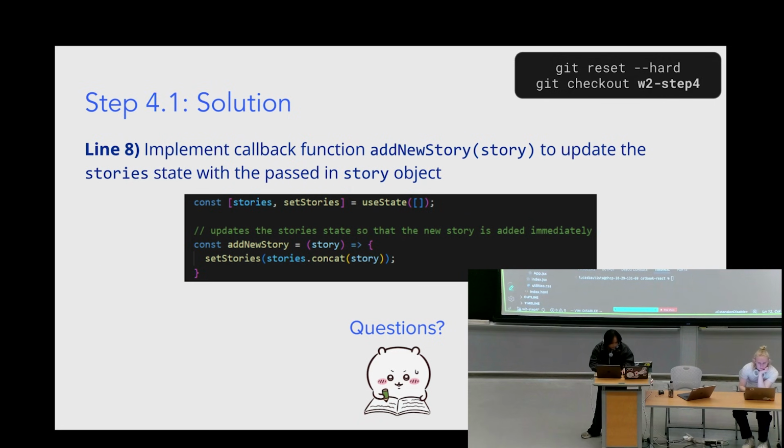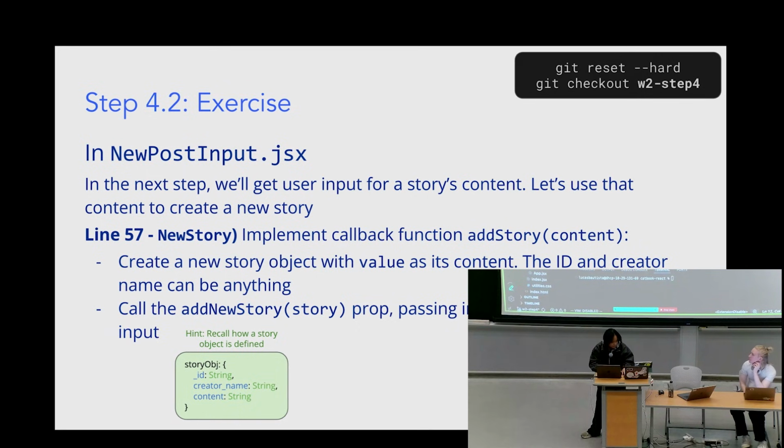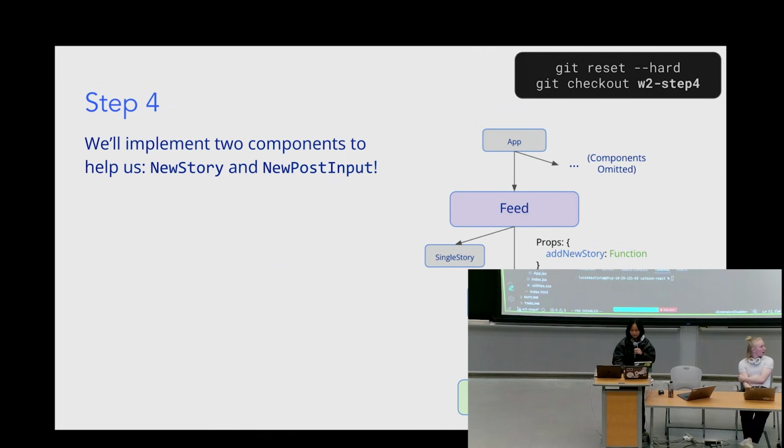All right, great. So step 4.2. Let me move back to the slide with the component tree and explain what we're going to be doing in 4.2. What we just did is we worked in the feed component to add a callback function that allows us to update our story state whenever we receive a new story object. So this next step, let's actually make that story object in the new story component.